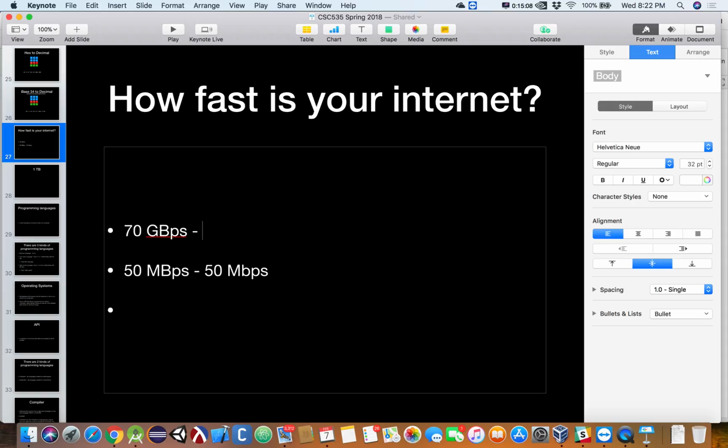Well, they might have said something to you. You don't have 70 gigabytes per second. You don't have 70 gigabits per second. You have 70 megabits per second.